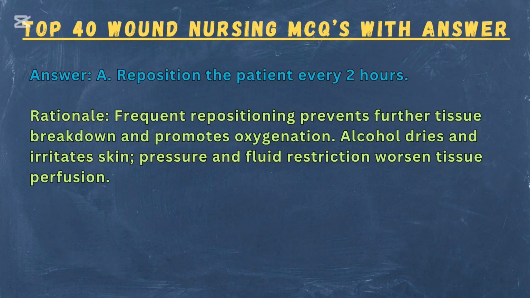Answer: A. Reposition the patient every 2 hours. Rationale: frequent repositioning prevents further tissue breakdown and promotes oxygenation. Alcohol dries and irritates skin. Pressure and fluid restriction worsen tissue perfusion.